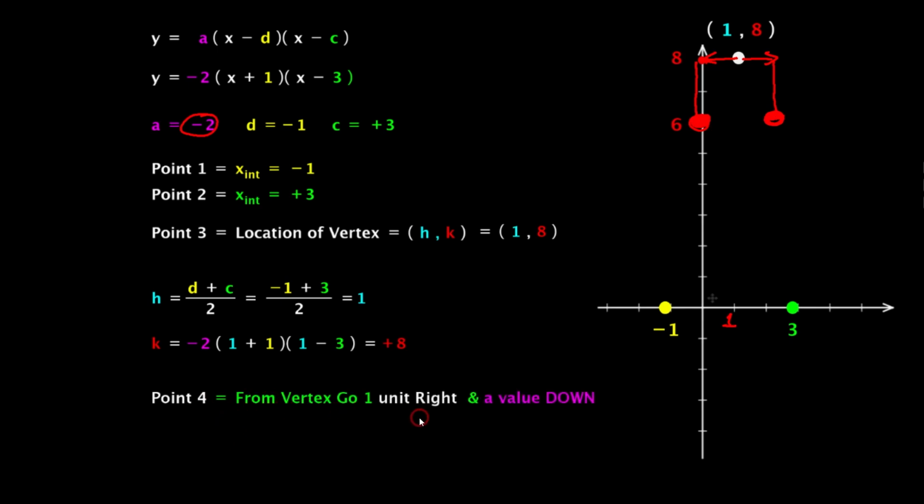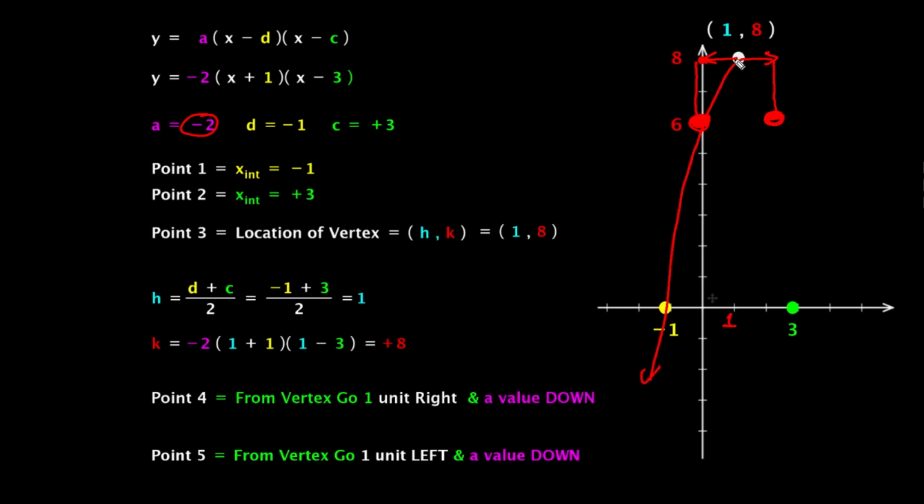From the vertex, we go 1 right, a value down, and to get the 5th point, from the vertex, we go 1 left and a value down. We got all the points we need, the 5 points. So the parabola is a negative parabola, and it is going to go down with the x-intercepts. So we have got the 1, 2, 3, 4, 5.